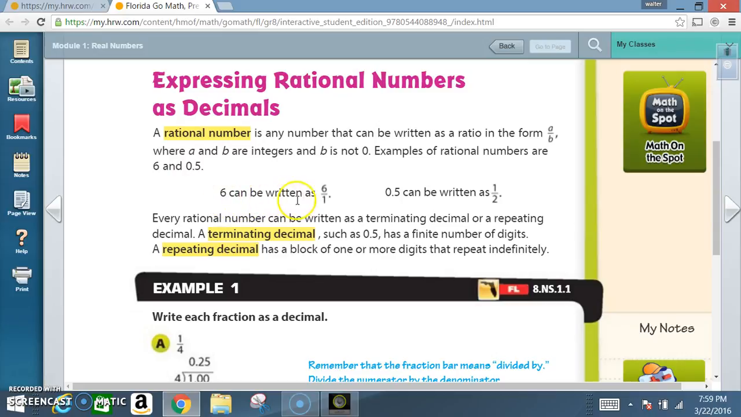6 can be rewritten as 6 over 1. That's what they mean by a over b. 0.5 can be rewritten as 1 over 2. 0.5 is a half, so a half written as a fraction is 1 over 2. Every rational number can be written as a terminating decimal or a repeating decimal. A terminating decimal, such as 0.5, has a finite number of digits. A repeating decimal has a block of one or more digits that repeat indefinitely.